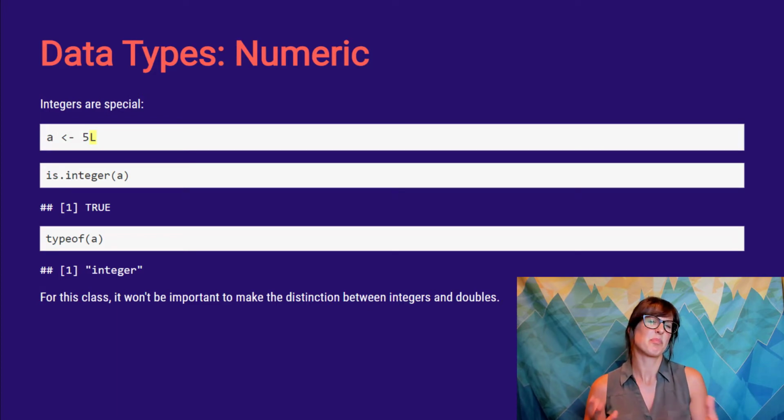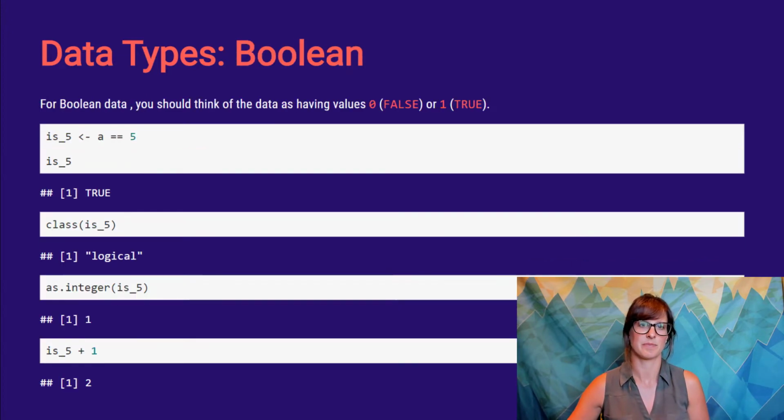Now in this class, and pretty much in most of your coding lives, I suspect, it won't be that important to make that distinction. It's not important that you use this L trick to make things integers. But you'll probably see it in other code, so I wanted you to be aware of what that lingering L is doing. It's being very precise that we want this integer of 5. So those are numeric data types. They're pretty straightforward. They work how you'd expect.